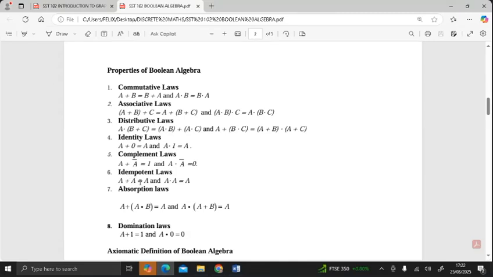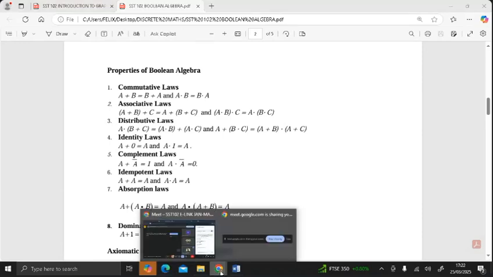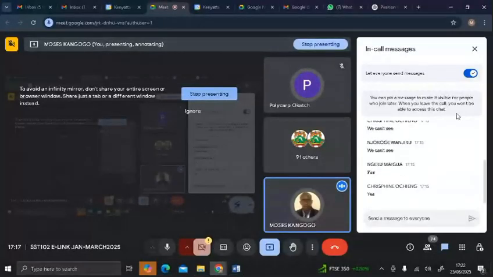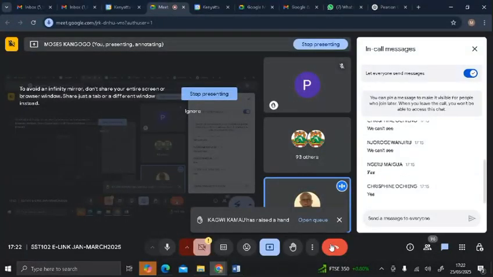What we call idempotent laws relate to the same proposition and itself. We can see in this case we're talking about A or A is A, and A and A is A. Absorption laws: we notice that here the AB is absorbed by A to get A. And the same case applies here, A is absorbed by A or B when we have A and.